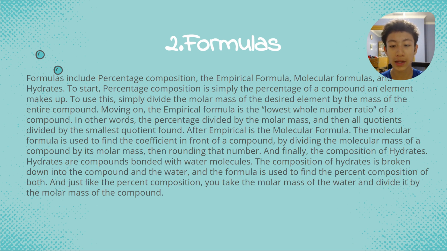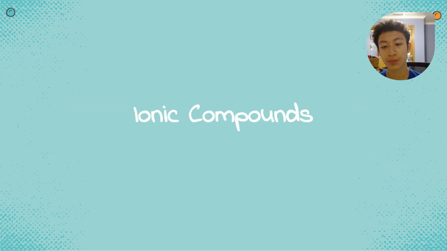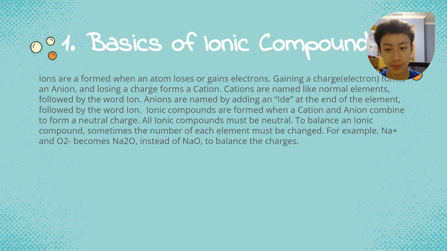After empirical is the molecular formula. The molecular formula is used to find the coefficient in front of a compound by dividing the molecular mass of a compound by its molar mass, then rounding that number. And finally, the composition of hydrates. Hydrates are compounds bonded with water molecules. The composition of hydrates is broken down into the compound and the water, and the formula is used to find the percent composition of both. And just like the percent composition, you take the molar mass of the water and divide it by the molar mass of the compound.